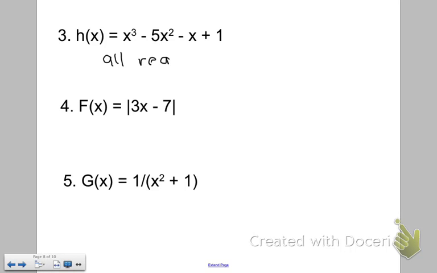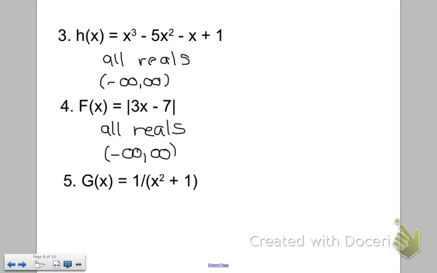Now, anytime we have a function that has a domain of all reals, the way that we write that in interval notation is negative infinity to positive infinity. Now remember, those infinities always get parentheses on them. Number 4, that's another one that we're like, woohoo! It's absolute value. Absolute value has all reals. So, in interval notation, we're talking negative infinity to positive infinity.